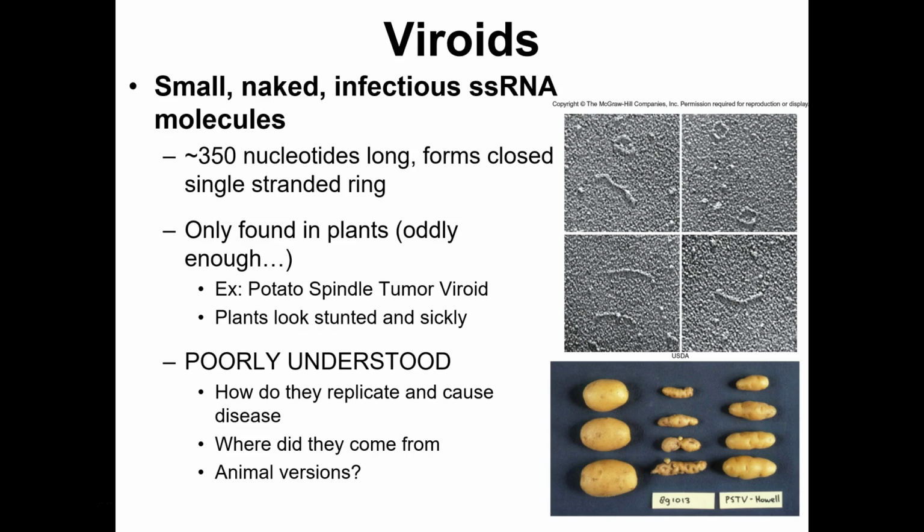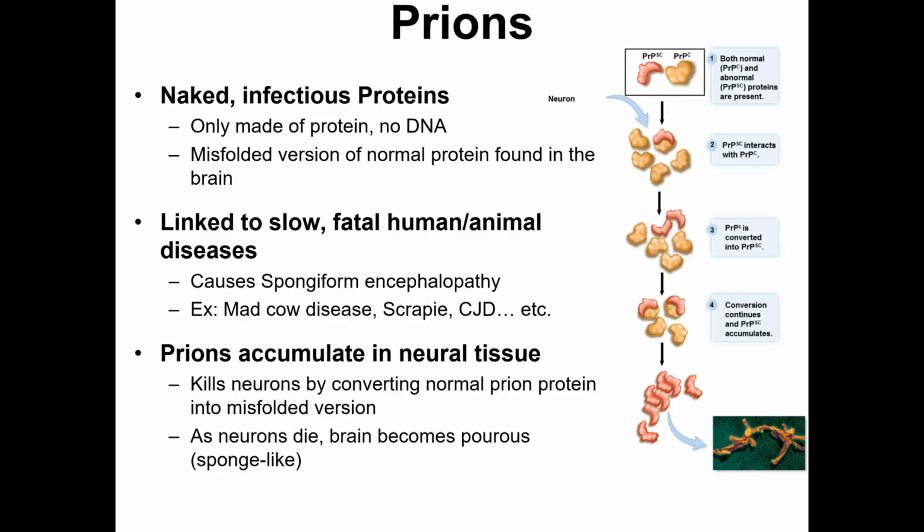We do not know how they replicate. We do not know how they cause disease. We do not know how they get from plant to plant. And we do not know of any other examples outside of plants. This is it. You know about as much as I do. Prions are a little bit more well understood. There's actually a lot more research into these guys.